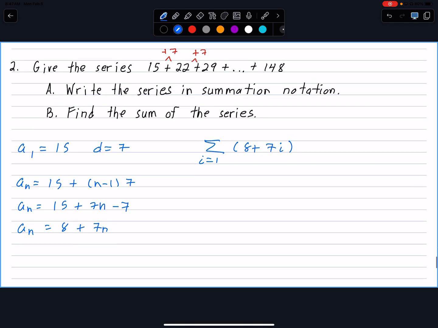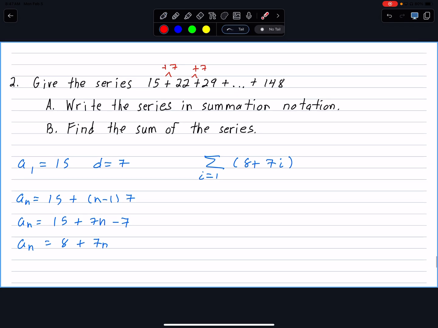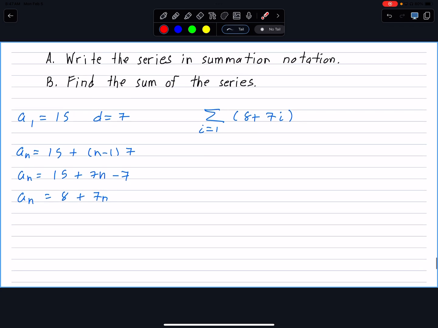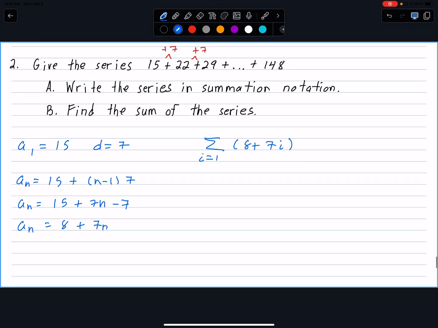Remember, the way we do that is we take this number right here and plug it into a sub n. I'm going to do this off to the right so I can see it. We get 148 equals 8 plus 7n. Was it 148? Yep, it was 148. So 140 equals 7n, so n equals 20. In this case, our upper bound is 20.